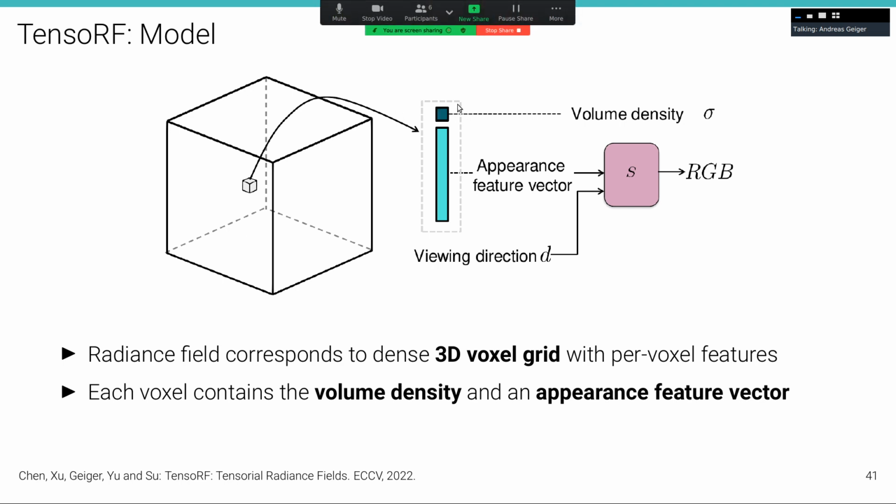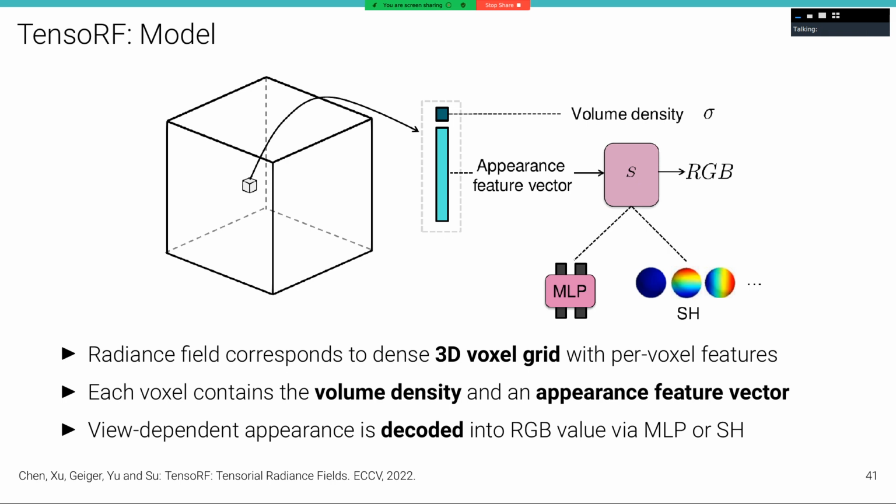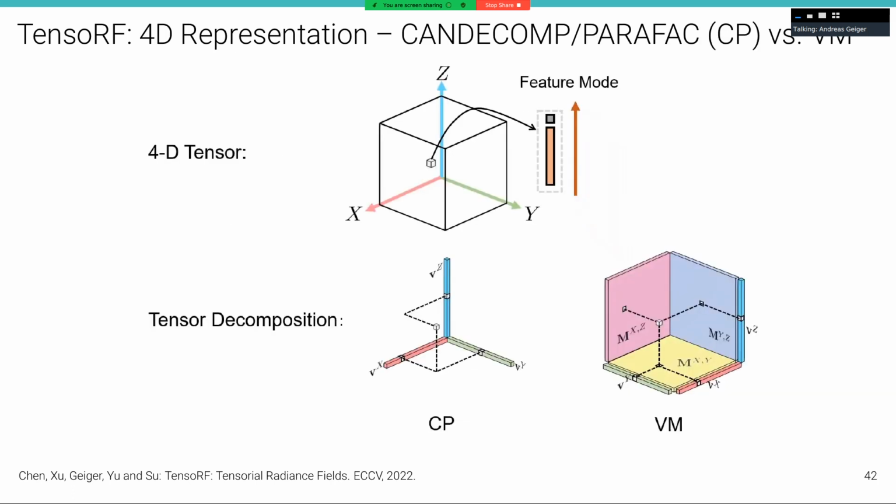This is illustrated here. So we have the volume density. This is a scalar, but we have an entire vector, which is the appearance feature vector that goes into a model that jointly with the viewing direction predicts the RGB color. We can use different types of models here. For example, we can use an MLP or just spherical harmonics. Our model works with both.